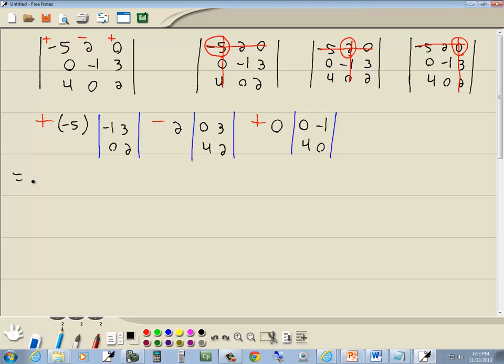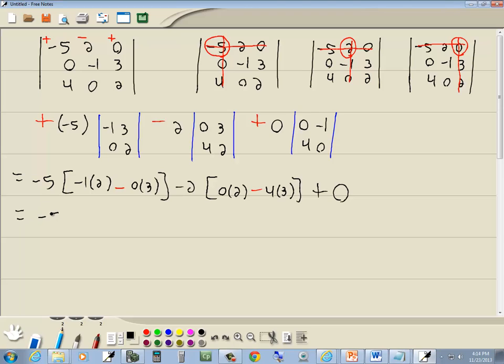Okay, positive, negative is negative, so that's -5. And I'm going to cross multiply. So I'll take -1 times 2, and I'll take 0 times 3. And we'll put a minus in between them. -2, cross multiply, 0 times 2, 4 times 3. And we put a minus in between them. Now, last part, 0 times anything is 0, so I don't even need to worry about that.